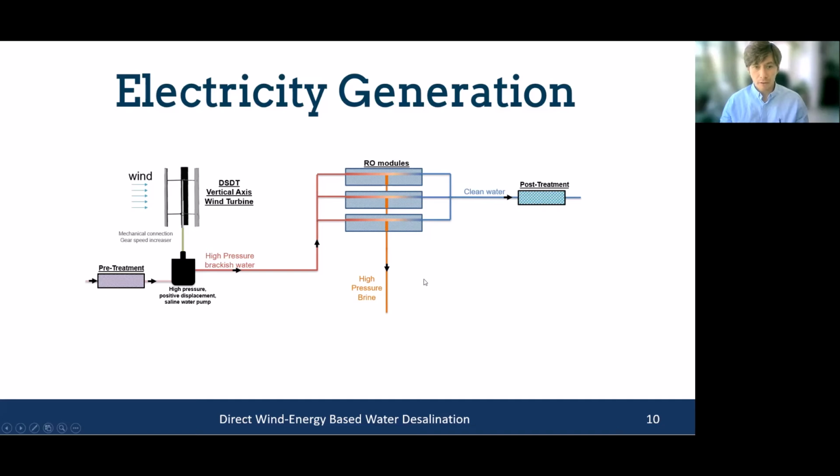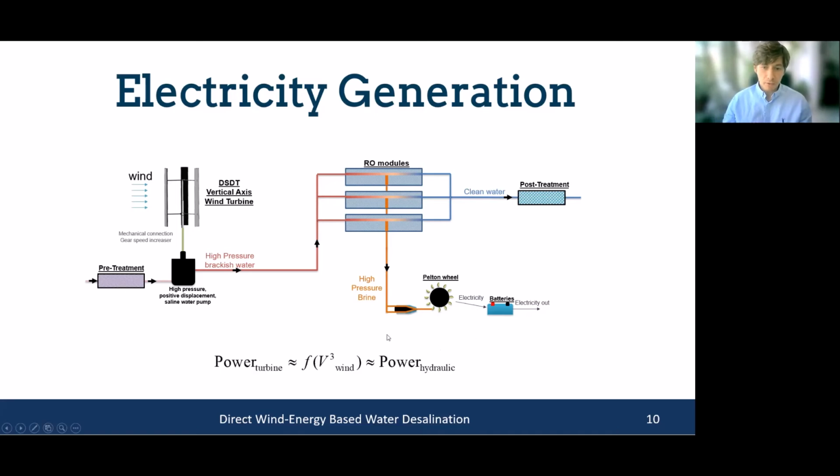So how can we create electricity? We just take the high-pressure brine and spin a Pelton wheel, and then we can generate electricity out of the Pelton wheel and store it in batteries and use this electricity. And what's nice about the solution is that the same efficiency will remain, meaning that if we produce electricity out of the system, we won't affect the high efficiency of the system.